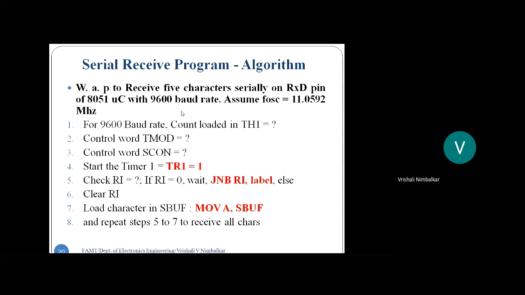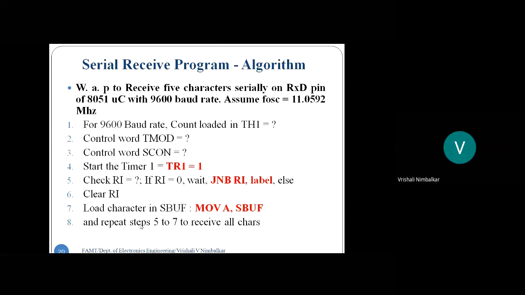Okay, so since my problem statement is telling receive 5 characters, I will pick the character from SBUF, save it in accumulator, and from accumulator I will save it in memory. This is the modification because of the problem statement.